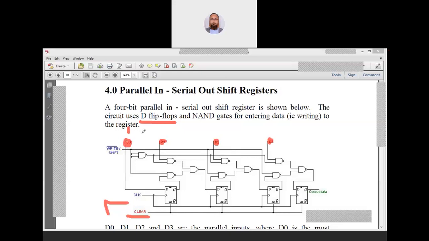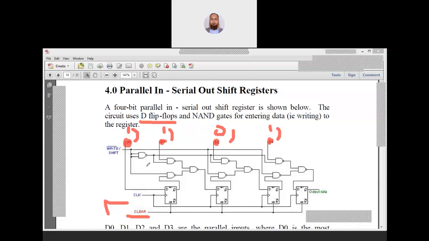Suppose you want to enter 1 1 0 1, then we will assign these values to all of them together. We make D3 equal to 1, D2 equal to 1, D1 equal to 0, and D0 equal to 1. So at the same time, if you want to store this data 1101, we have to assign this type of value, and as soon as the clock comes, all the values will be stored in the flip-flops.